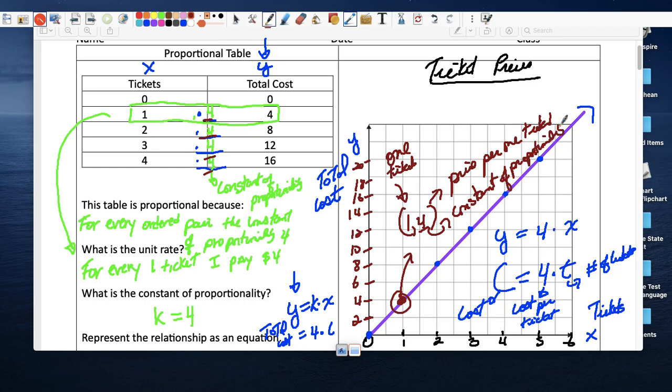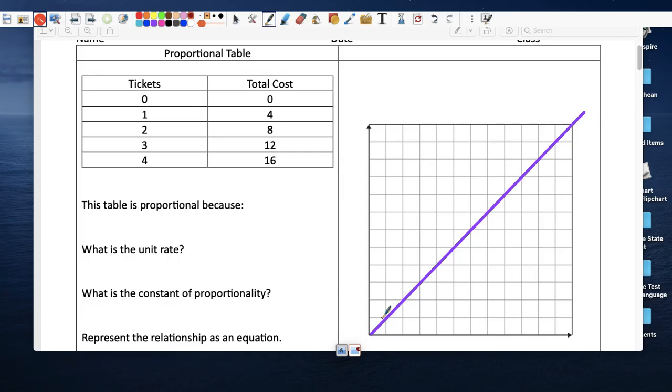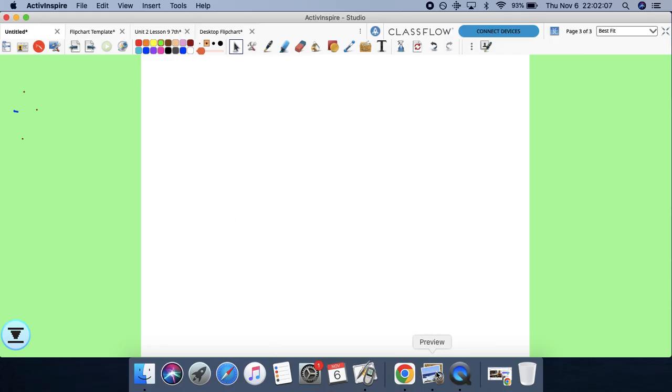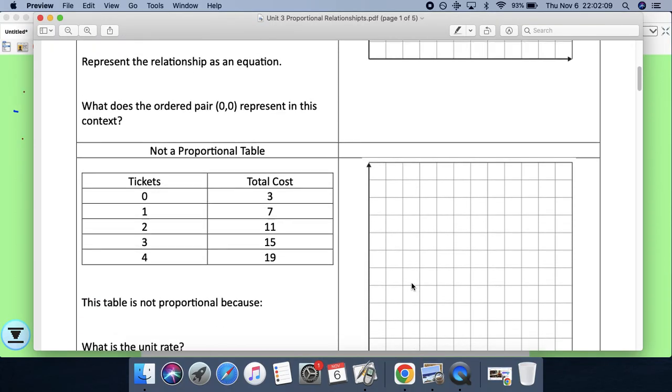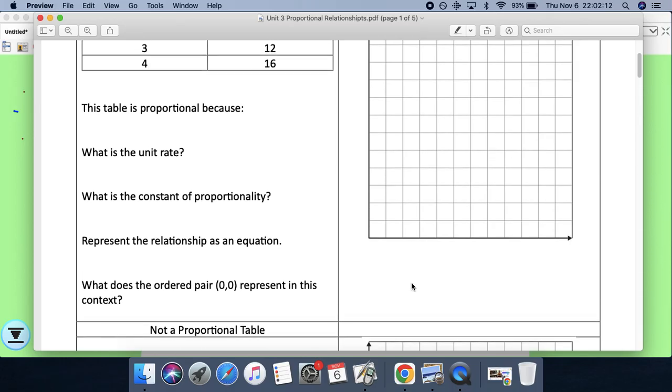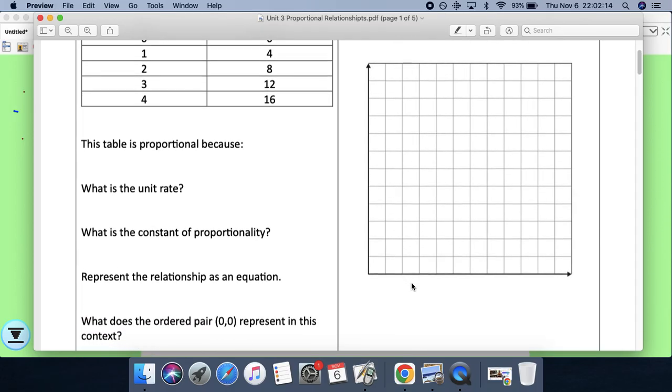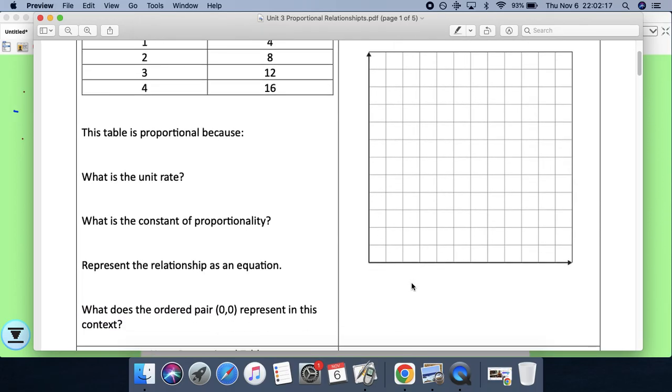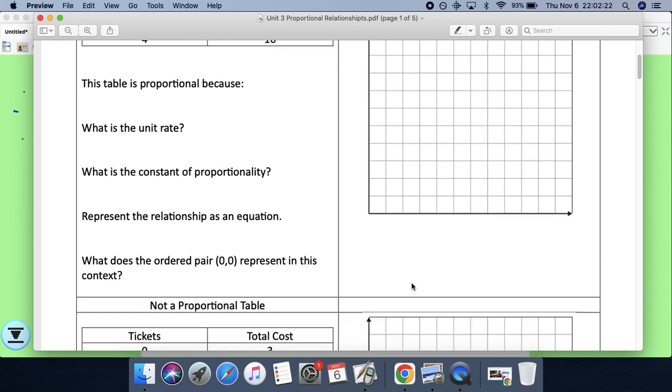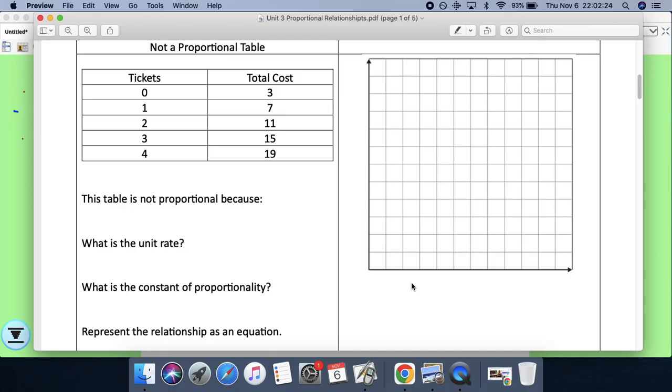So that gives you a little refresher course. We're going to repeat this a few times. The second question. What does the ordered pair 0, 0 represent in the context of this situation? It means that if I buy 0 tickets, I pay $0. That's what it represents. Let's look at a non-proportional table and look at how slightly different it could be.